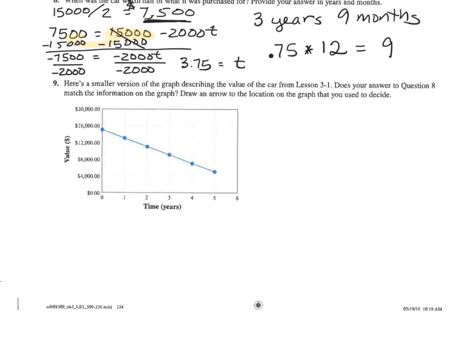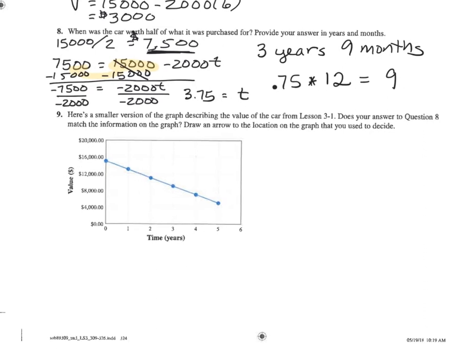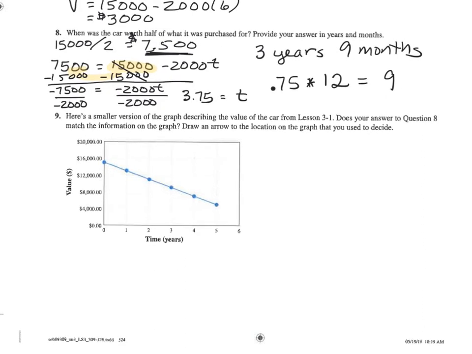Right, number 9. Here's a smaller version of the graph describing the value of the car from Lesson 3.1. Does your answer to question 8 match the information on the graph? Draw an arrow to the location on the graph that you used to decide. So let's look to see when, let's see, they said 3 years, 9 months. So that would be about right there. Well, the best we can tell, yes. Okay, so it doesn't look too bad. All right, so let's go to number 10.